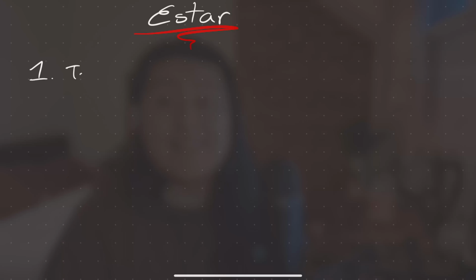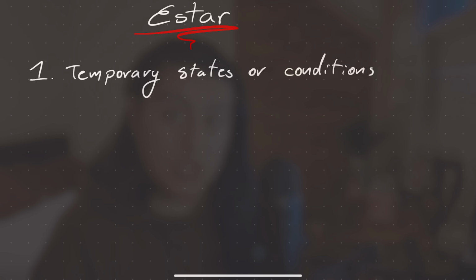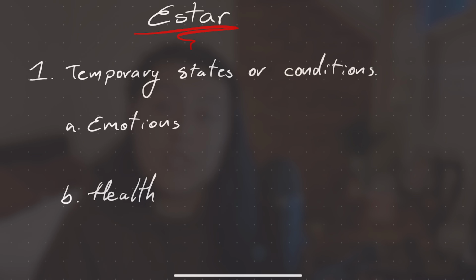Number 1, temporary states or conditions, like emotions, health. So emotions. Estoy feliz. I am happy. Estoy feliz. So this is where we start to see the difference. Now we don't use ser, we don't say soy feliz, we say estoy feliz. Now, this is probably a bit of an interesting example, because you could say soy feliz, but in that case you're talking about your whole life. You're talking about your life happiness, your overall happiness, throughout your life.